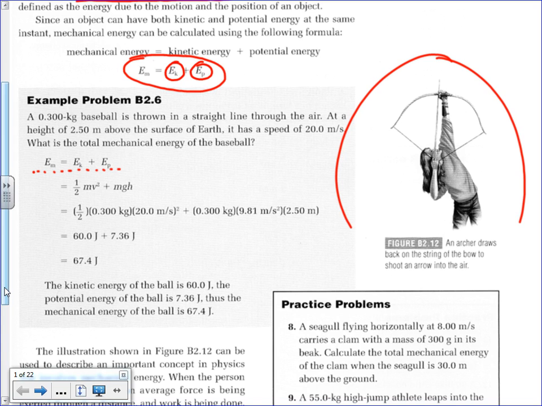So we plug in our numbers here. 1/2 times 0.3 kilograms times 20 meters per second, all squared, okay, plus 0.3 times 9.81 times 2.5 meters. Right? When we do that, okay, we get 60 joules of kinetic, 7.36 joules of potential. Right? And that gives us a total of 67.4 joules worth of mechanical energy. Okay? Everybody okay with that? Nothing too terribly complex there? All right.